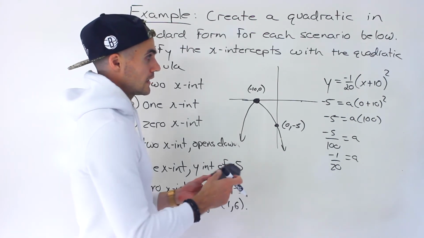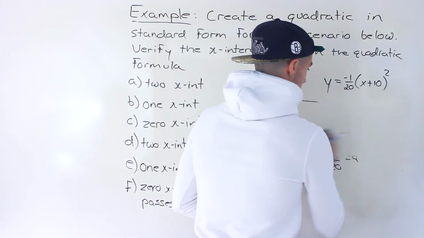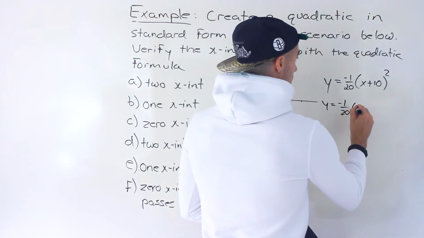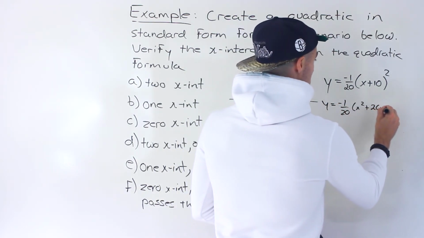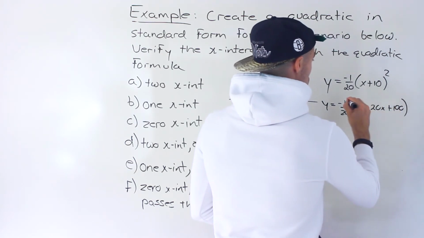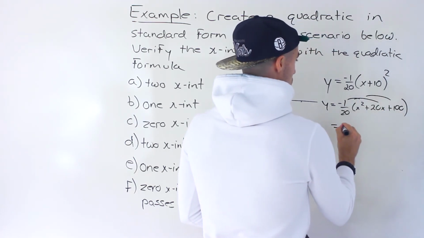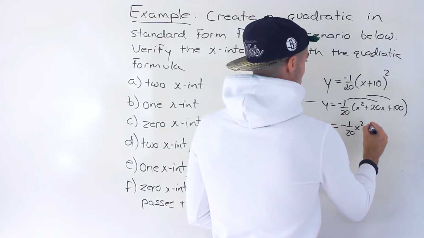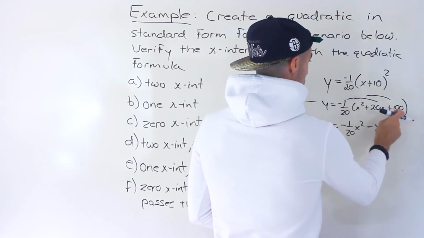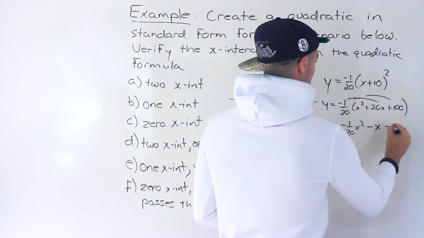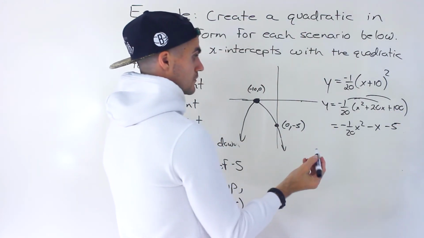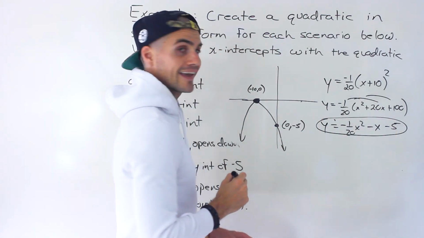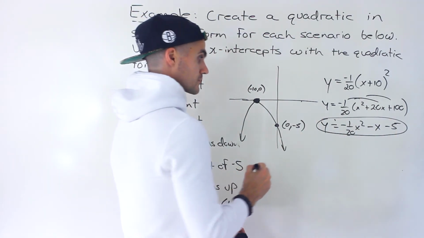But again, they want it in standard form, so we're actually going to have to expand this. So we'll have y equals -1 over 20 times x squared plus 20x plus 100. Then distribute this -1 over 20, so we'd have -1 over 20 x squared. -1 over 20 times 20 would give us -x. -1 over 20 times 100 would give us -5, like that. So there we have a quadratic in standard form.